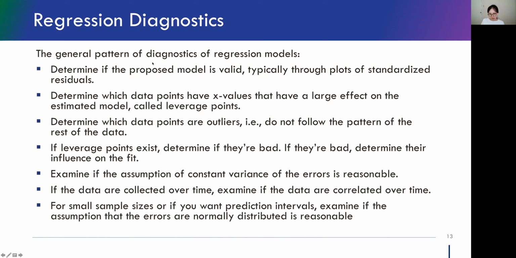So these are the general rules or steps to do the diagnostic. Next, I'll repeat this again, but for now, we'll talk about the leverage points.